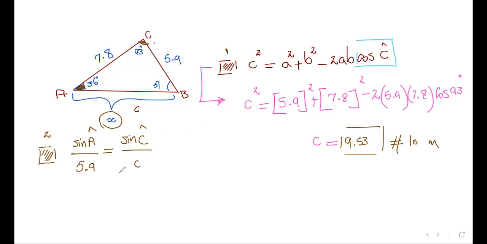Now, as a result, you see that from this relationship, we have sine of 36 over 5.9 should equal, we got the C, which is 93 degrees, over the C that we are looking for.